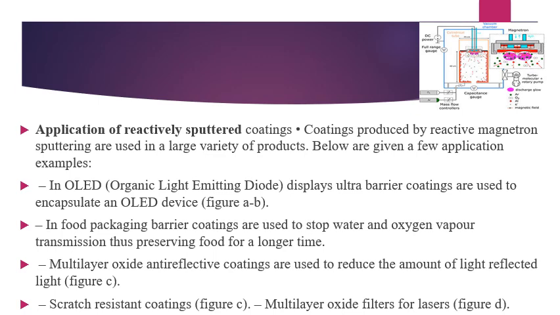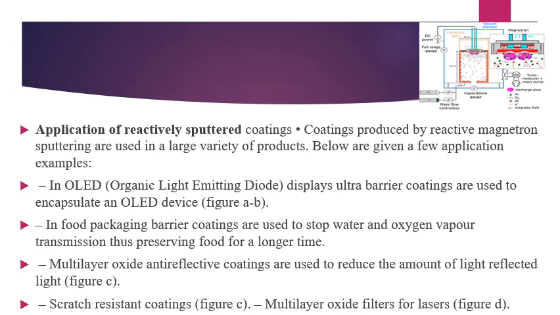Application of reactively sputtered coatings. Coatings provided by reactive magnetron sputtering are used in a large variety of products. Below are given a few examples and applications. In OLED, organic light emitting diode displays, ultra-barrier coatings are used to encapsulate an OLED device.